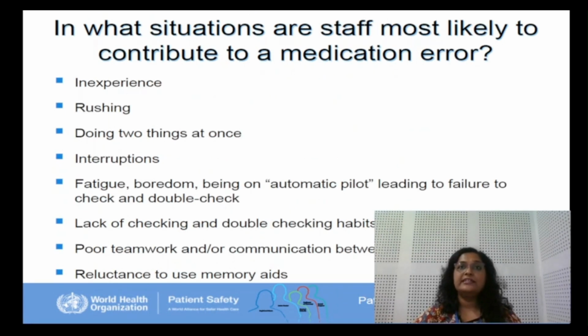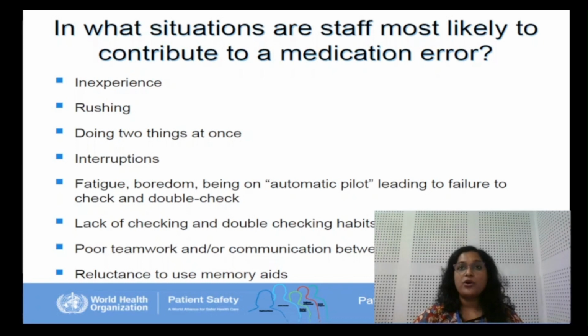Staff are most likely to contribute to errors when they are hurrying, when they are overworked, inexperienced, or their workflow is interrupted. When the nurse is doing her job, somebody comes and asks her a question and interrupts her work. She is likely to get distracted and errors are likely to occur at that point.